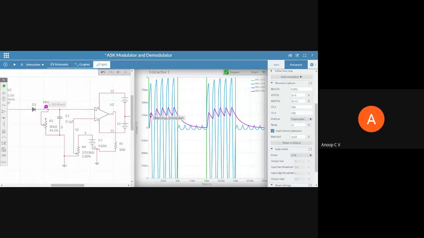So then you can see, like say we are giving this signal to the non-inverting terminal. As per this circuit diagram, we are giving the envelope detector output to the non-inverting terminal, and the reference voltage to the inverting terminal. So how does a comparator work?